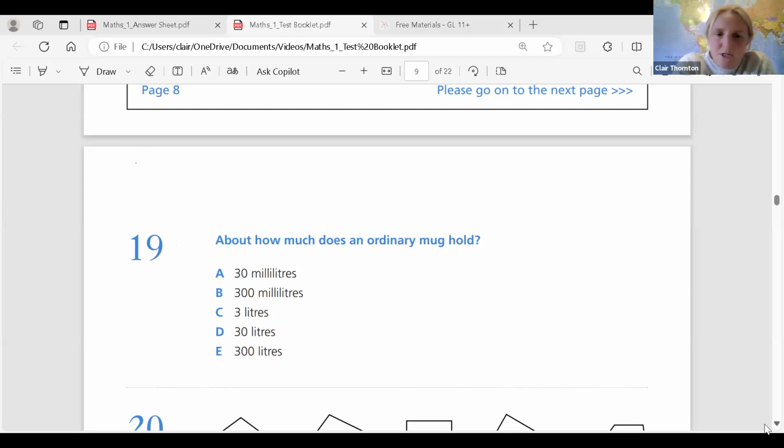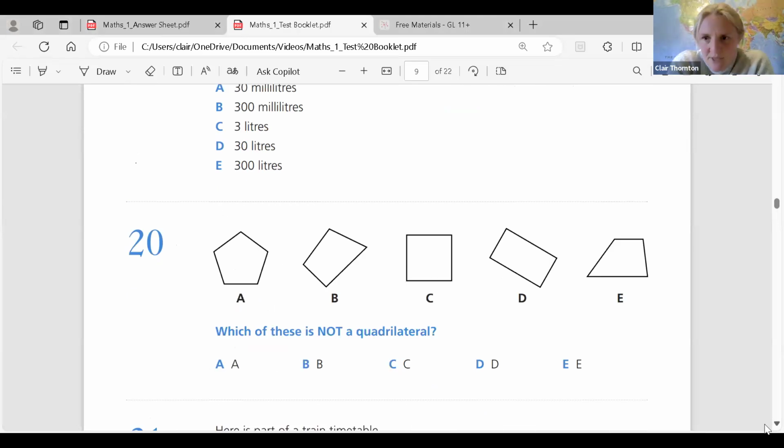So if I look at question 20 here, which of these is not a quadrilateral? Okay, so I'm not sure that I can remember what a quadrilateral is. So I'm thinking and thinking and thinking. I'm going to have an educated guess before I move on, because that's the technique that we're using here. I'm not just going to leave it just because I'm not sure. I'm going to have a think, which is not a quadrilateral.